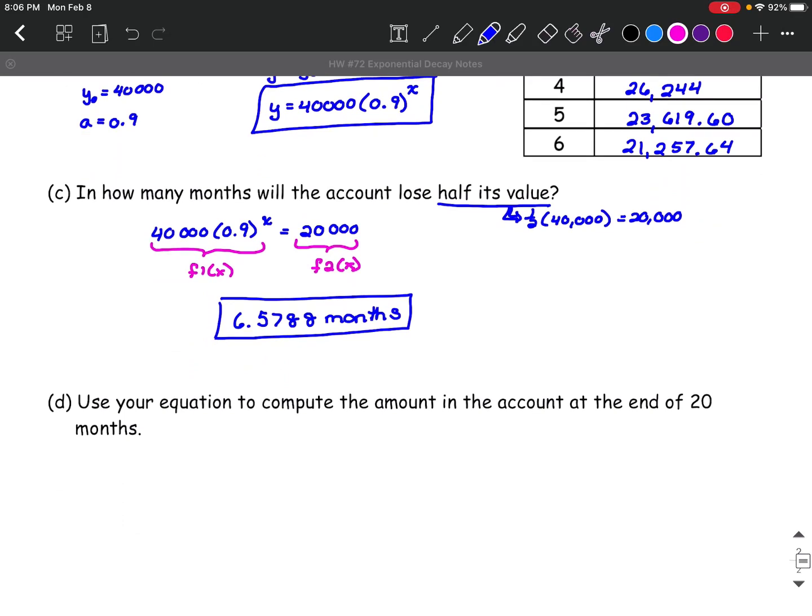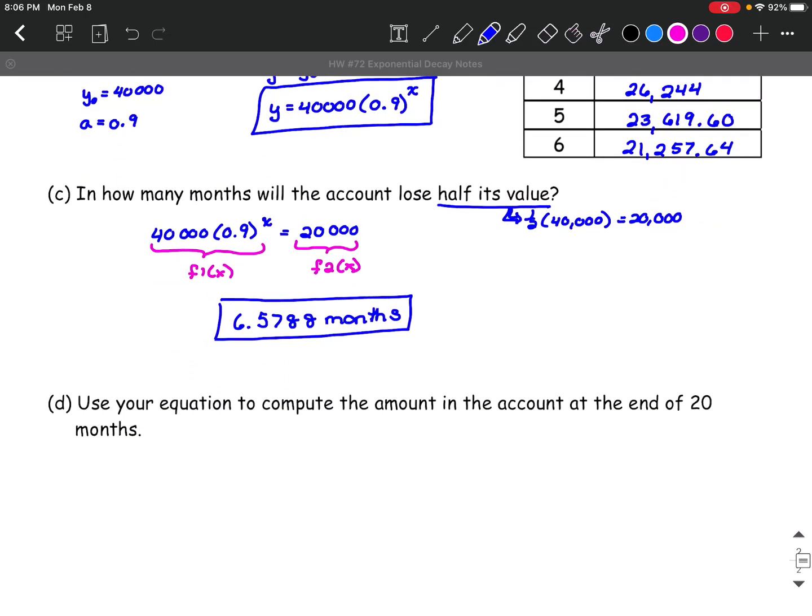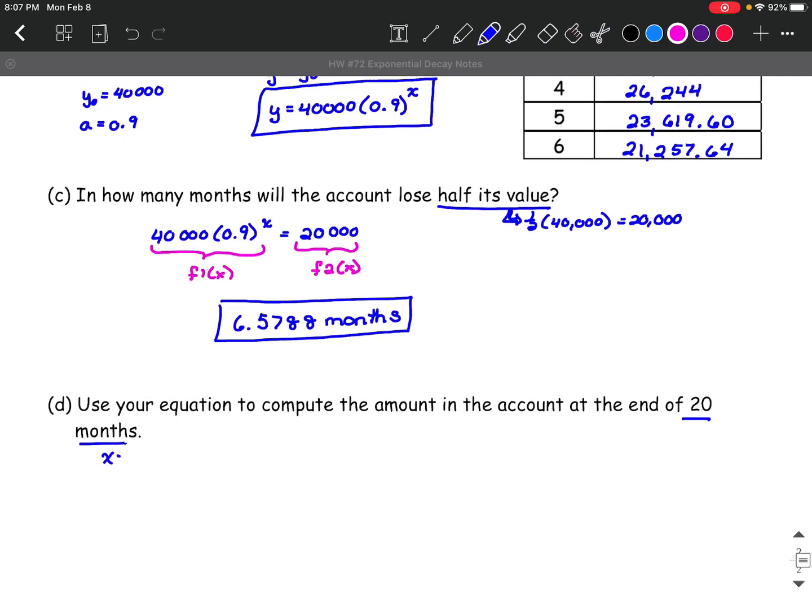Now we're going to use our equation to compute the amount in the account at the end of 20 months. So 20 months, that's our time x, which we called it this time. So 20 months here. And we're going to plug that in. y equals 40,000 times 0.9 raised to the 20. Now let's go to our calculator and put that in.